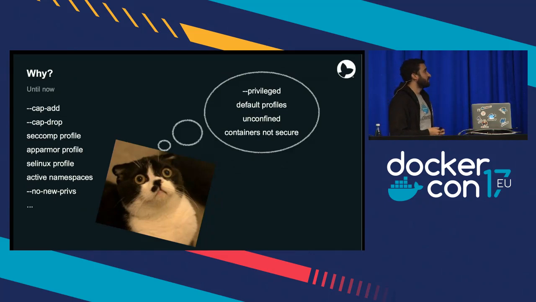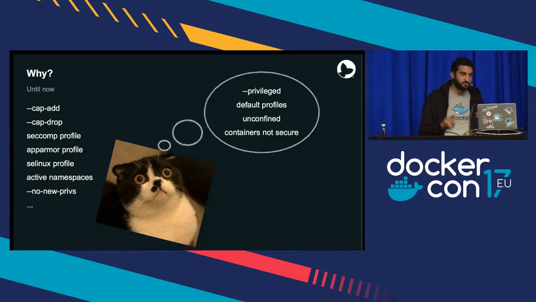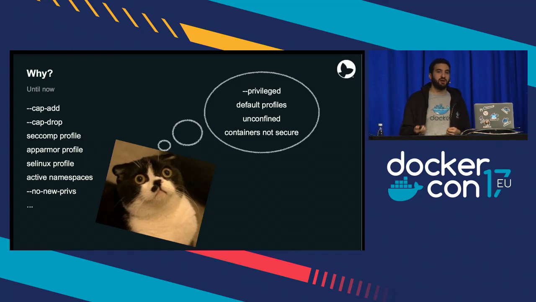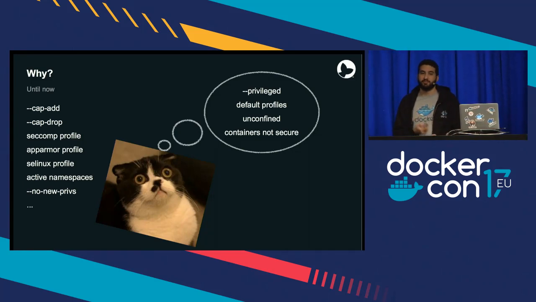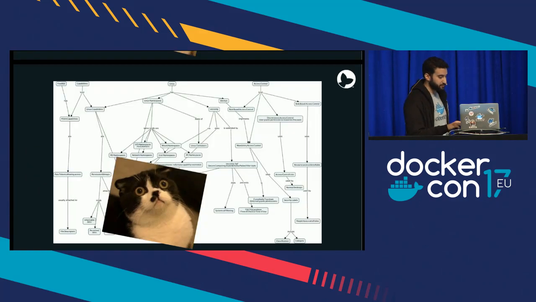I'll try to update. But whenever they see what we have to propose, they literally seek a way out of the maze. Be it the privileged flag, which literally disables everything, so at that point, just run bare metal. You can use the default profiles, which are decent but not the most secure, and the purpose of security is also to adapt to the task that we are trying to achieve. They either specify an unconfined behavior for seccomp, AppArmor, SELinux, or just say containers are not secure, and that's that.